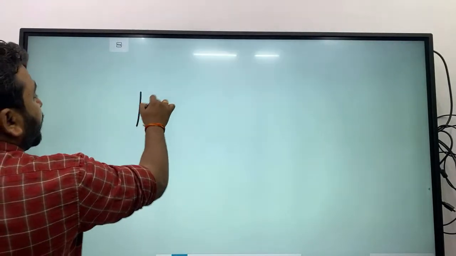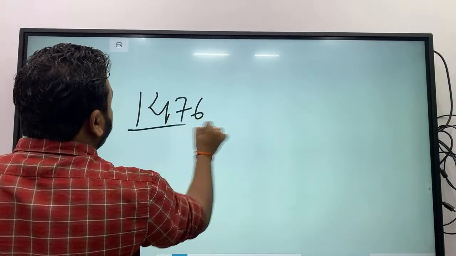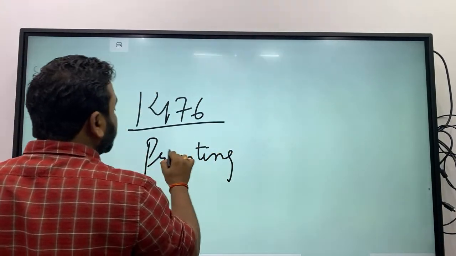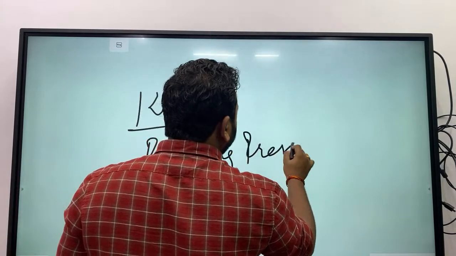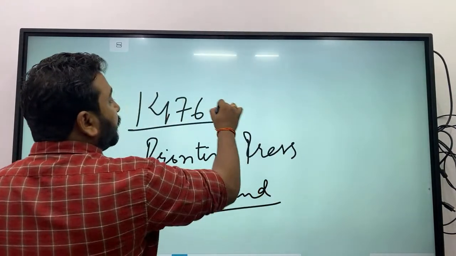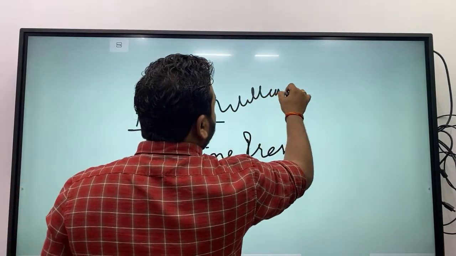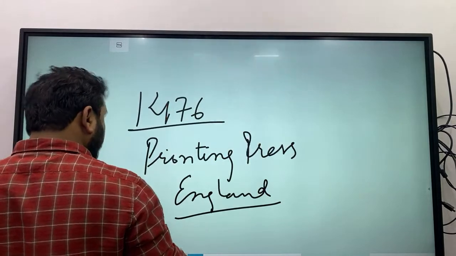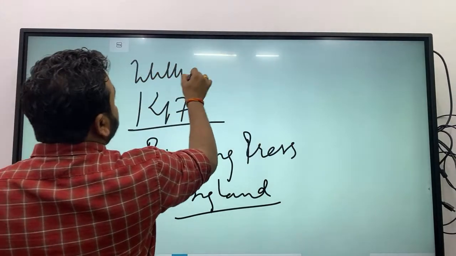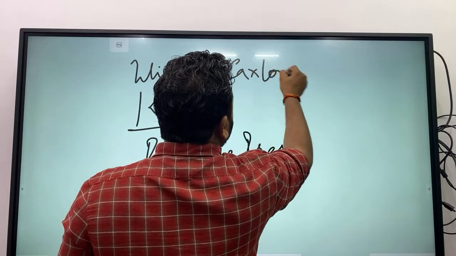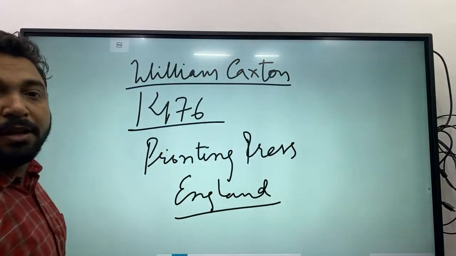I have taught these things. And all the online students, don't make a mistake. In 1476 the printing press came to England. Who brought it? William Caxton. And write it in a proper way. William Caxton, he brought the printing press to England.